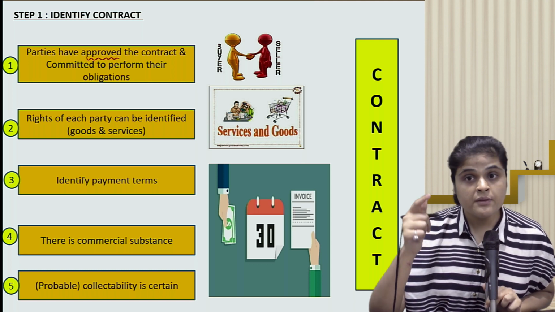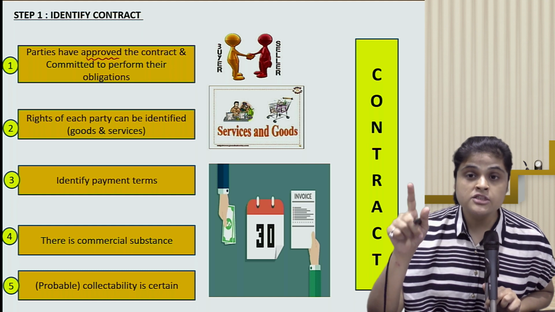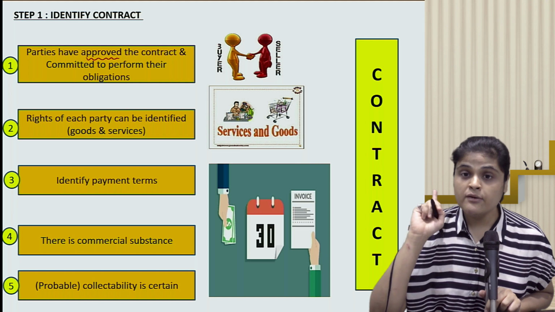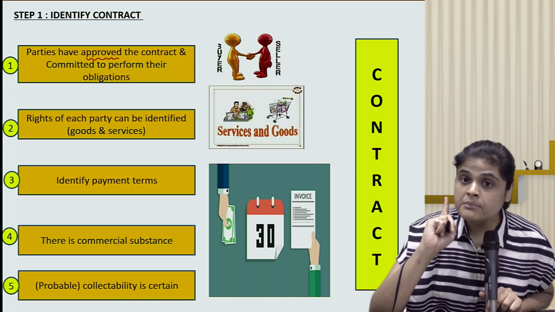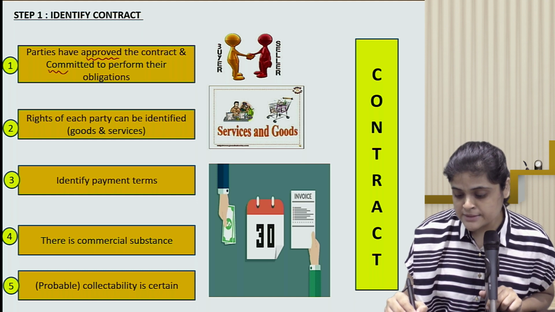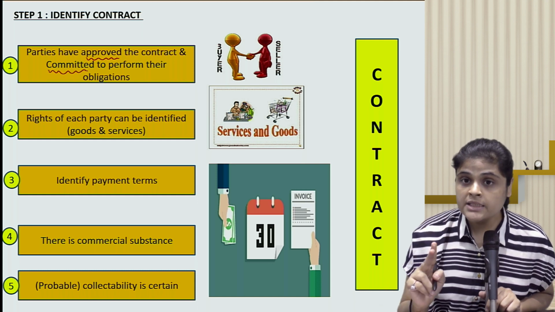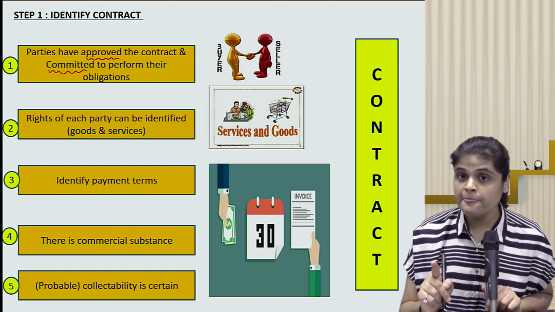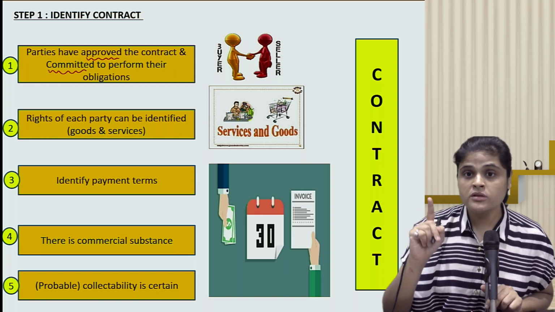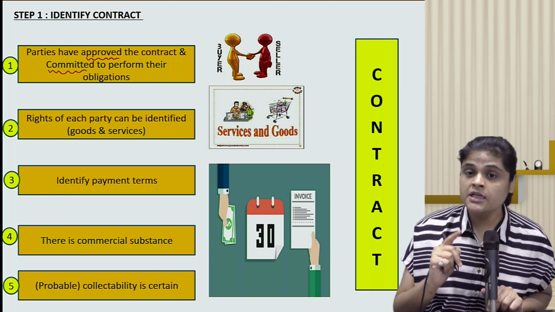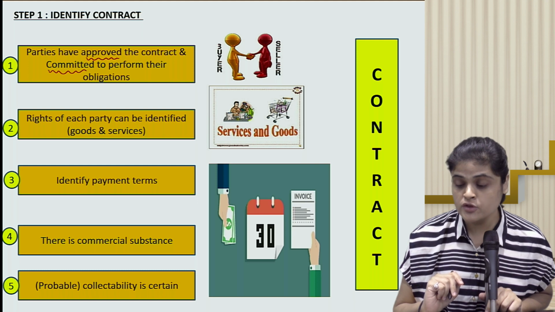The seller should agree and the buyer should agree. Both the parties should approve the terms and conditions of the contract. And once they approve, they should be committed to fulfill the terms and conditions of the contract. So there are 2 requirements. Both the parties should agree upon the same thing in the same sense, and once they agree upon the same thing in the same sense, then they should be committed to fulfill the terms and conditions of the contract.